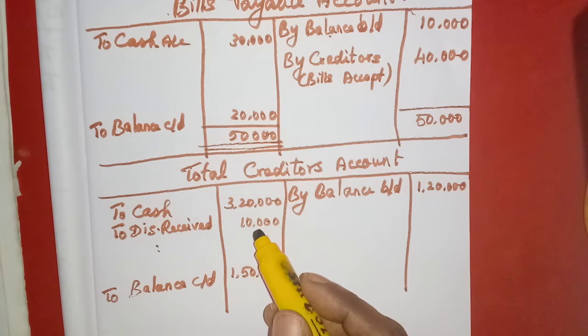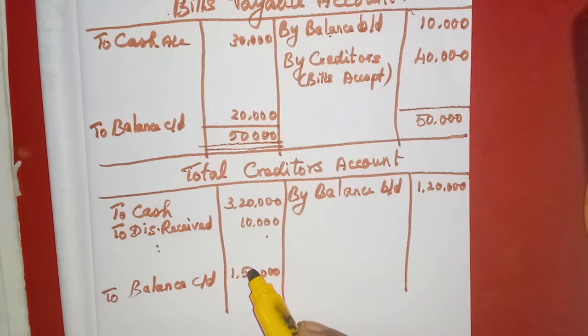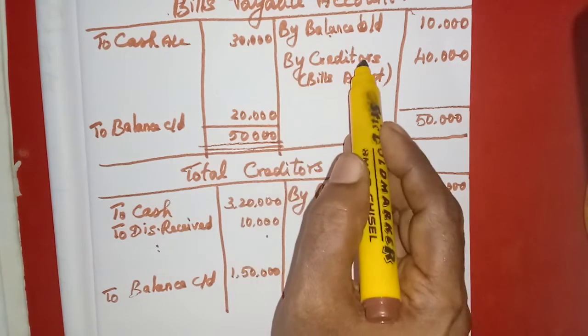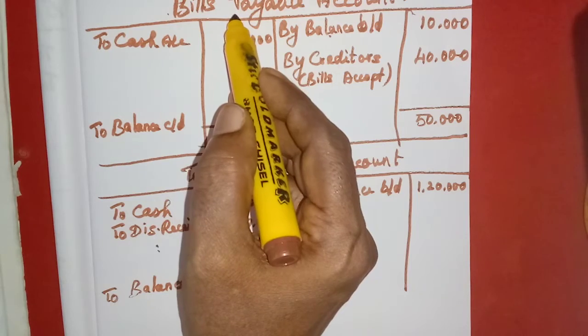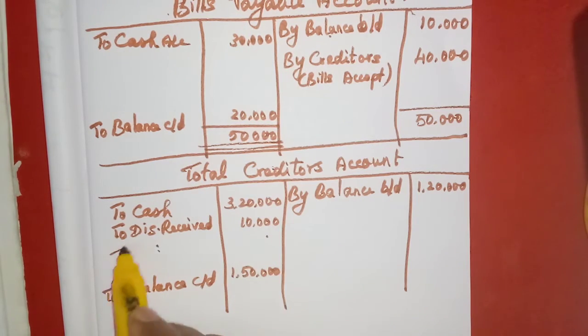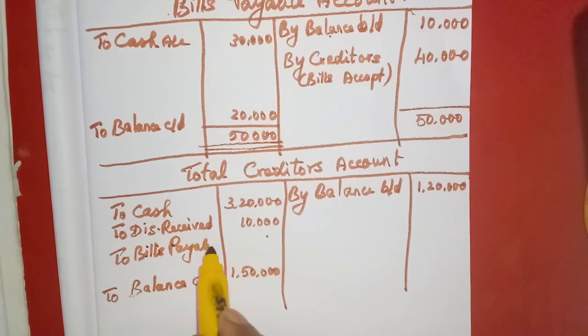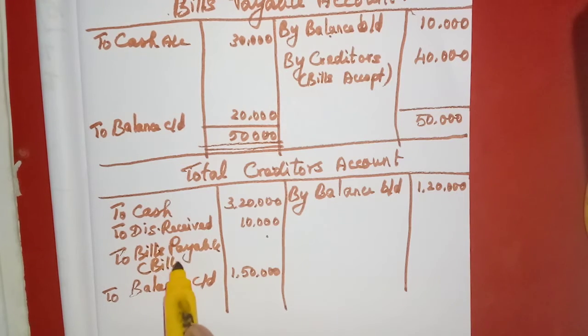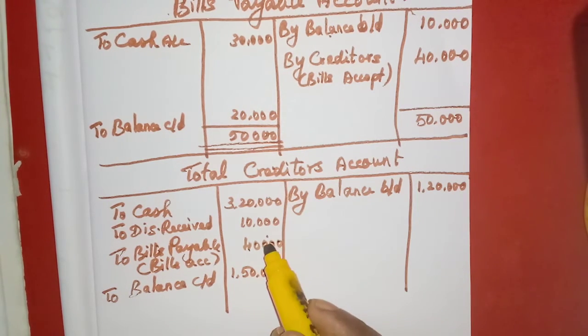Then payments against bills payable. That one is cash, it will not come. Cash received for bills receivable entered. Then bills receivable dishonored entered, bad debts entered, everything entered. Now you come to this account. Only bills accepted we have to write. What is the entry here? Creditors account debtor to bills payable. So creditors account debtor to bills payable, bracket bills accepted. Okay, how much? 40,000. That's all. Everything we have entered.